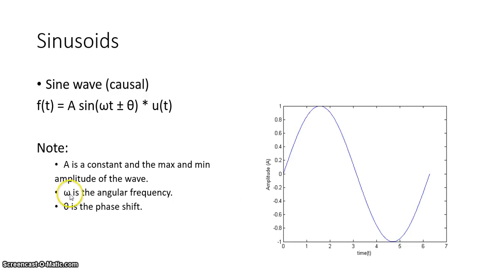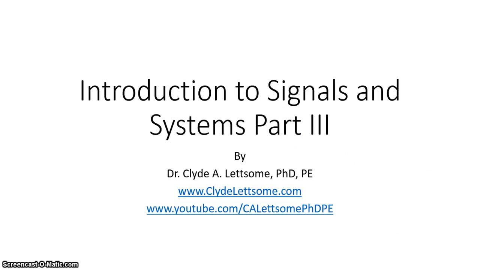Omega here is the angular frequency, and that's equal to 2 times pi times f. Theta is the phase shift, and the phase shift determines whether this is shifted to the left or to the right. If it's minus theta, then we expect it to be shifted towards the right, and delayed. If we have plus theta, then we expect it to be shifted to the left, and advancing in that case. So that's the sinusoid.